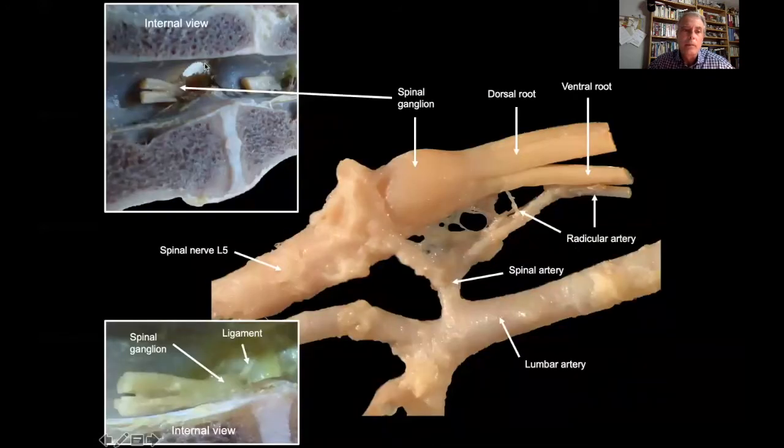Again, we look from the inside, the intervertebral foramen, and what we have done here is to remove the spinal nerve with the arteries. So we have the spinal nerve, in this case L5, and you have the spinal ganglion very close to the intervertebral foramen, and the dorsal and the ventral root. Look, this is the lumbar artery, and a branch of it is the spinal artery that runs inside the vertebral canal and runs in close contact with the spinal nerve, right?